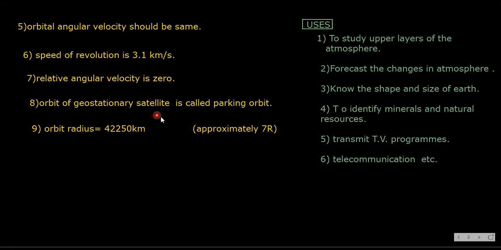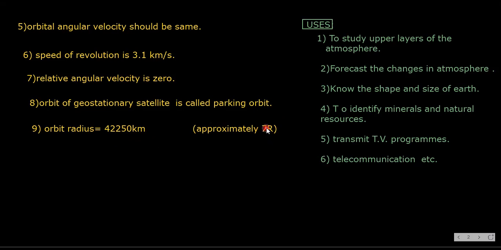Next, the orbit of a geostationary satellite is called the parking orbit, and the orbit radius is nearly 42,250 kilometer, nearly equal to 7 times the Earth radius.